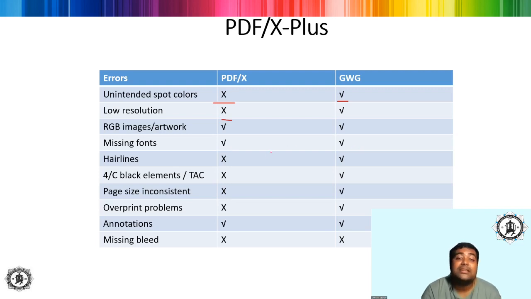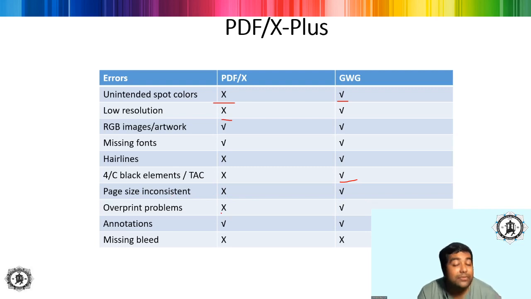Missing font means there is no font embedded, and even if you are using those missing fonts, it will be substituted ultimately, and there will be an error that this font is missing. Hairlines will not be checked by PDF/X, but will be checked by GWG. Total area coverage of four color black elements, that I already told you, will not be checked by PDF/X pre-flighting profiles, but will be checked by the GWG profile. Inconsistent page size will not be checked by PDF/X, but will be checked by GWG.